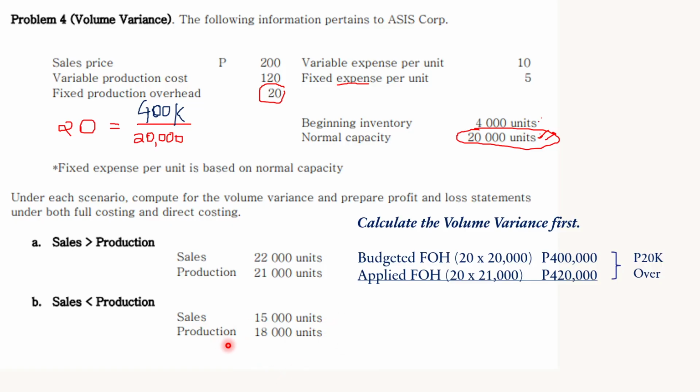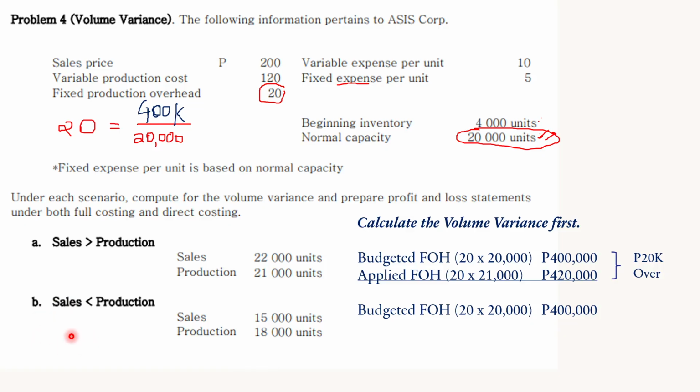In scenario B, the budgeted FOH is still the same, 400,000. Again, the fact that normal capacity is our only basis for planned production here, 20,000, and we arrive at 20 per unit. So it follows that 400,000 must be the budgeted FOH. Again, when the problem is silent, your budgeted FOH is also your actual. Mali, ha? Erase. Your budgeted FOH is also your actual FOH.